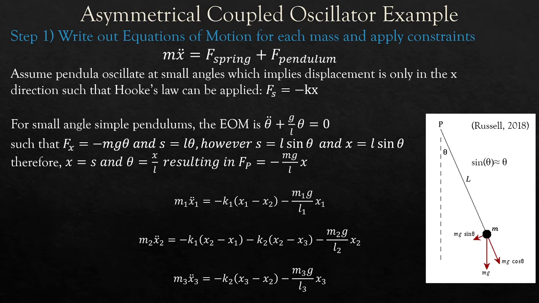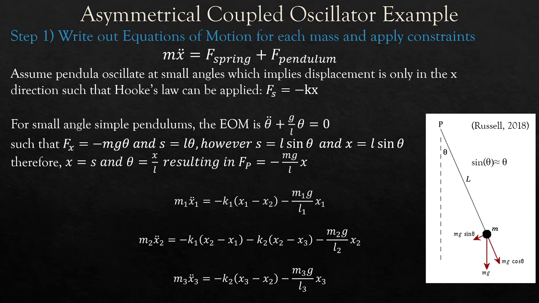So assuming the displacement is only in the x direction, we can just use Hooke's law for the spring. For pendulums, if we assume small angles, using the definition of sine and arc length, we can show that the restoring force of a pendulum is equal to negative mg over L times x.